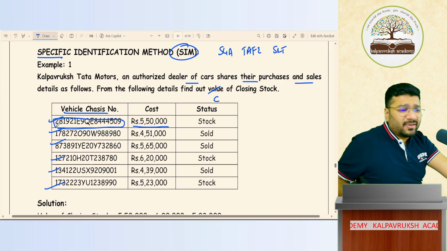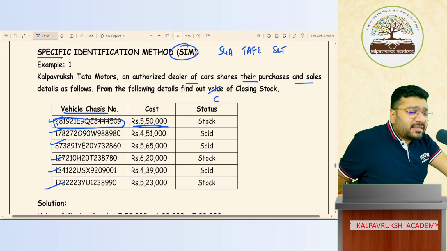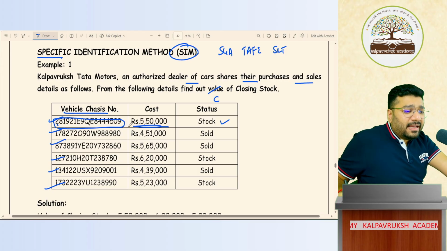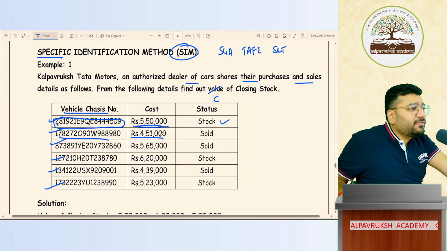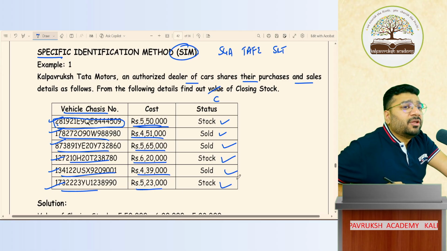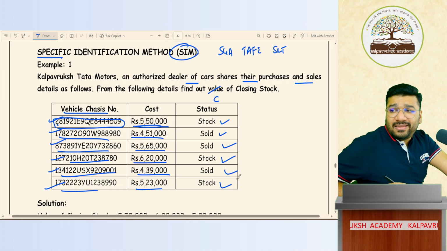Cost of this is 550. This is still in stock, meaning I've purchased it but not sold it. It is still lying unsold in my godown, or let's say warehouse, or yard stock. Like that, this chassis number cost is 451. It is sold. For this chassis number cost is 565. Sold. For this chassis number 620. Stock. For this chassis number, this is the cost. Sold. For this chassis number, this is the cost. Stock. You tell me this inventory.